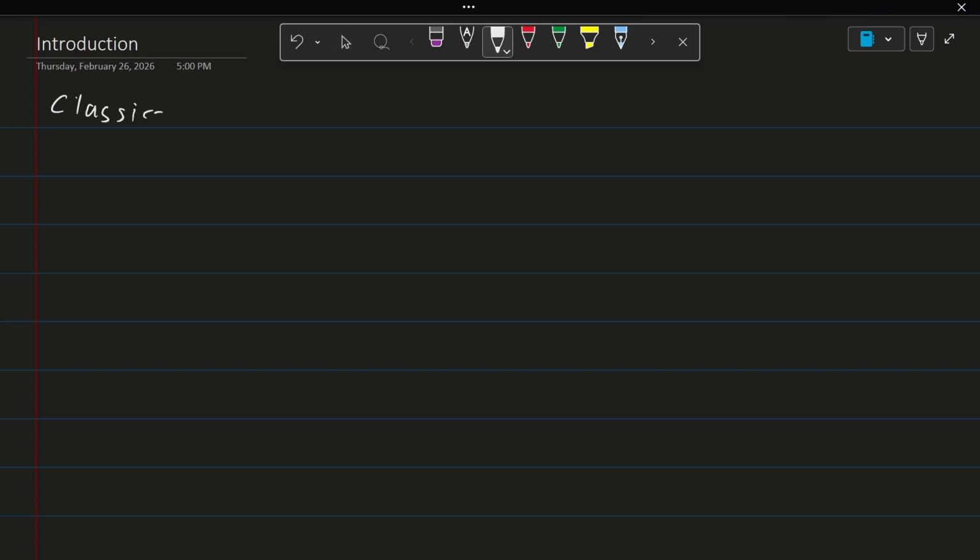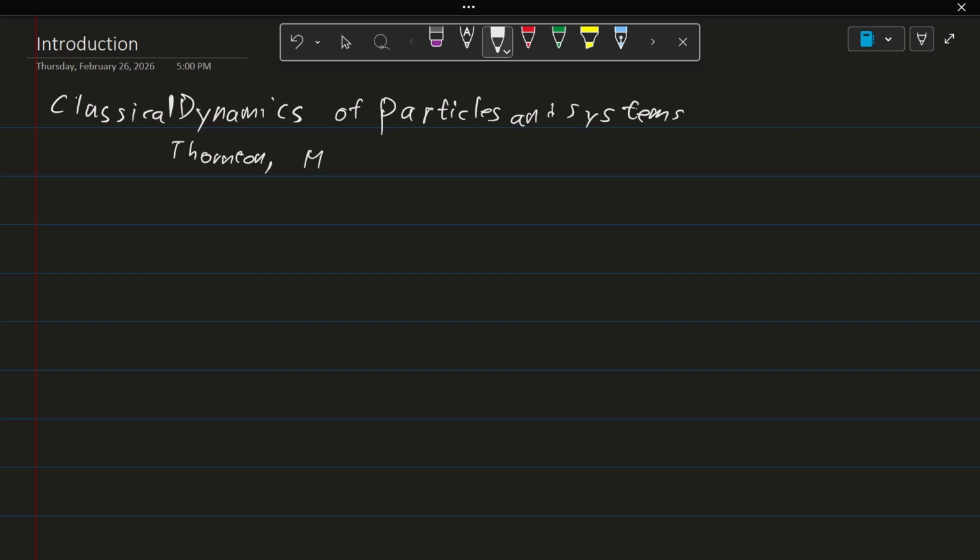Classical Dynamics of Particles and Systems. And this book is made by Thornton as well as Marion. And I'll be using the 5th edition for reference. If you want more practice, visuals, or more examples, you should go ahead and refer to the book since it is where most of the source is coming from.